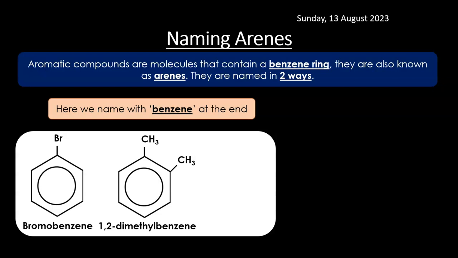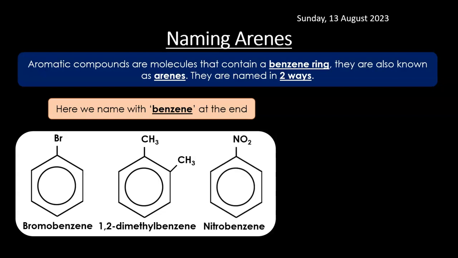So this is 1,2 with the location numbers, di telling me we've got two methyl groups, methylbenzene. So 1,2-dimethylbenzene. Other examples where we have a prefix of a substituent group, this is a nitro group, the NO2 group, substituted on benzene as well. Now, the other versions of naming regard the use of the C6H5 group as a functional group, an aryl functional group, like CH3 would have been a methyl, or C2H5 would have been an ethyl hydrocarbon.